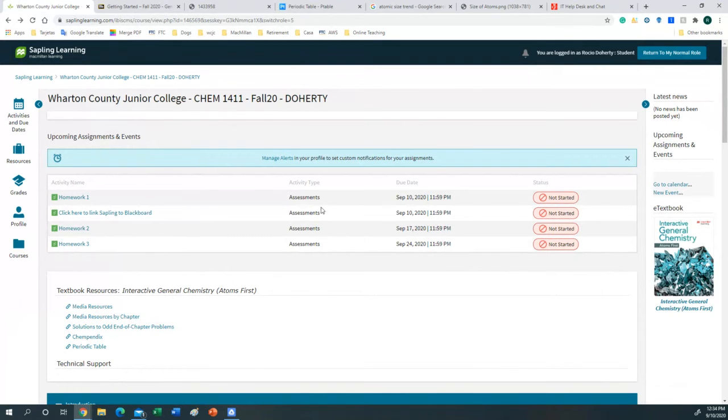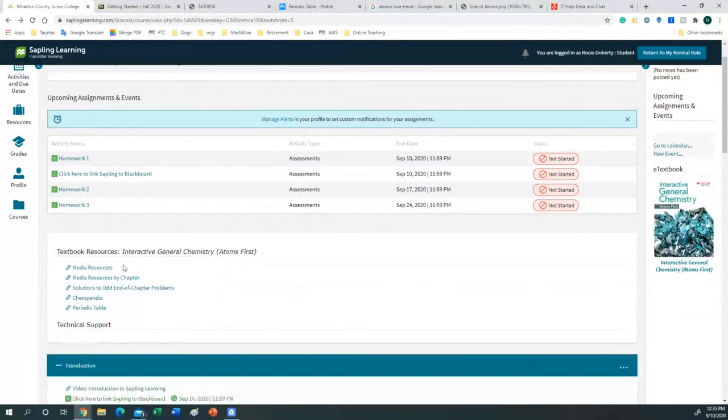Okay. So your homework here, the due dates are already here. All homework has been posted, but you're going to see it little by little, right? The parts that I want to focus on here is this part here. We have media resources and media resources by chapter. This is all the chapters at once, this is chapter by chapter, which I think is a better way to find things. And then we have the solutions to all and other problems. I'm going to come back to this in a second. Let me go to this one first.